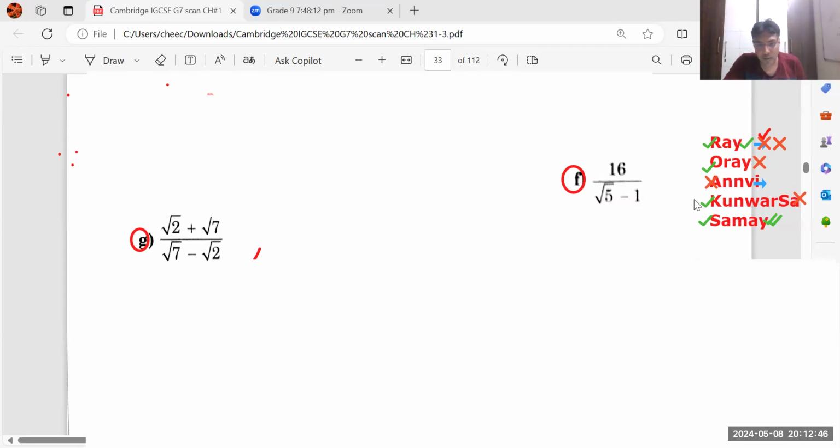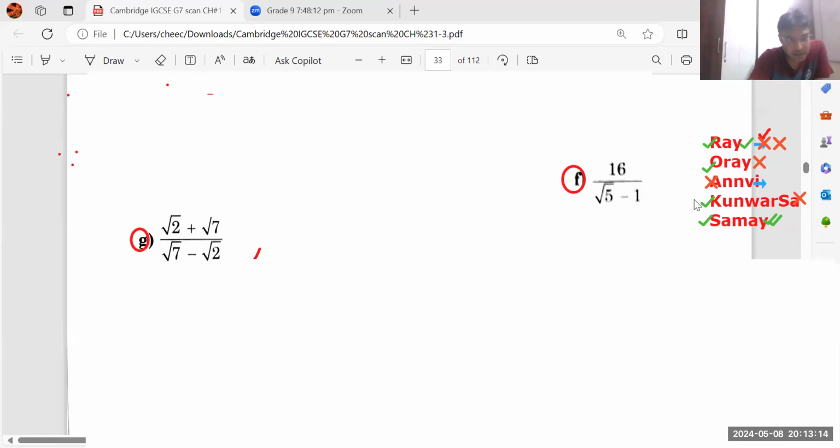Kuvarsa, what's my answer? You can speak. 16 root 5 plus 16 upon 4. So we can simplify it to 4 root 5 plus 4 upon 4. So 4 root 5 plus 4. Yes, it's correct.